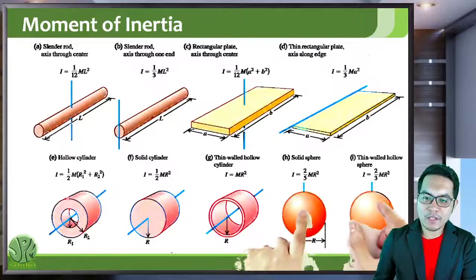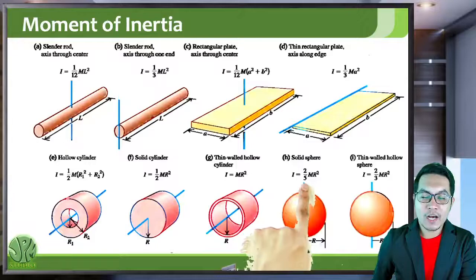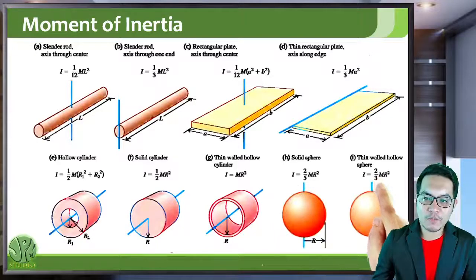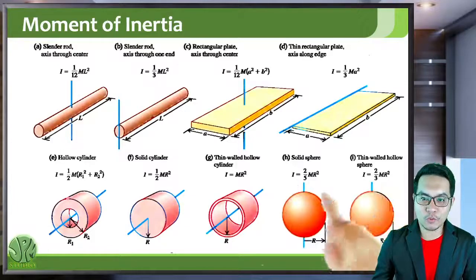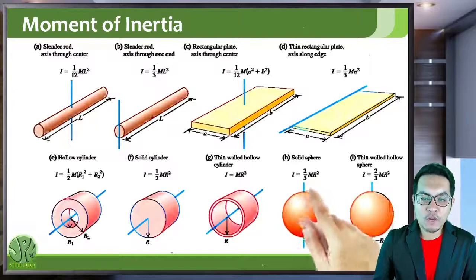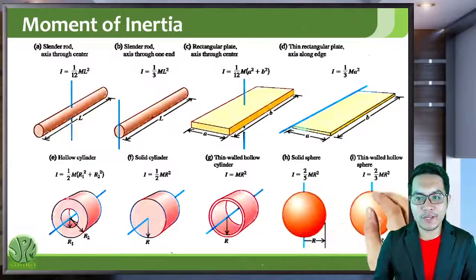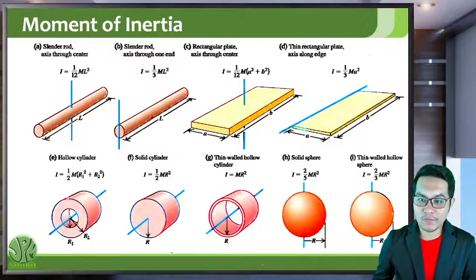The same is also true for spheres. A solid sphere has a moment of inertia of 2/5 m r squared. A thin-walled hollow sphere has a moment of inertia of 2/3 m r squared. So 2/5 is less than 2/3. A smaller moment of inertia means it's easier to rotate. It's easier to rotate a solid sphere as compared to a hollow sphere.